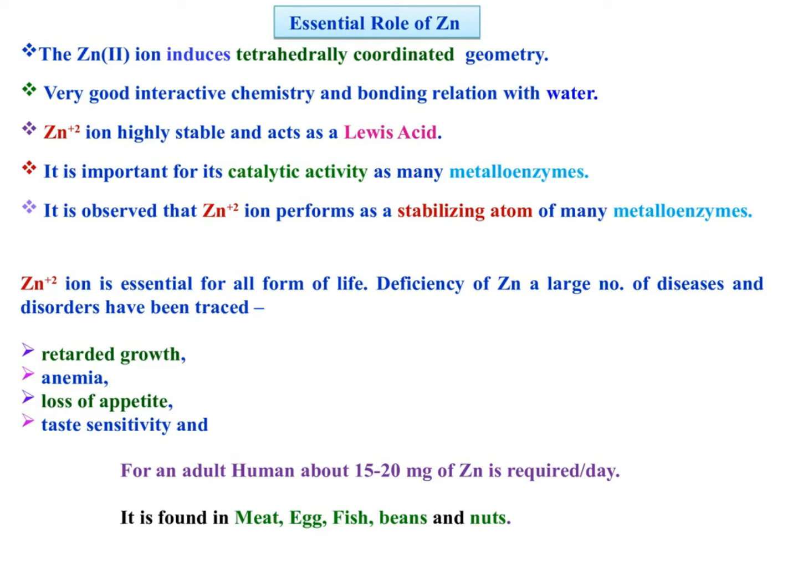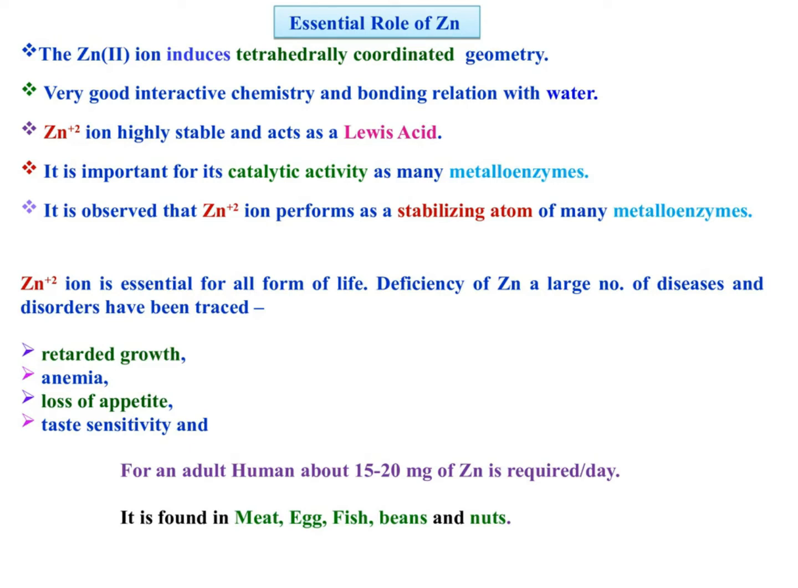So it is very important in the case of structural analogy. The second point is zinc 2 shows very good interactive chemistry and bonding relation with water. It is highly soluble and gets strong interaction with water. Since our body contains almost 70% of water, this enzymatic function can take place very easily in presence of zinc 2.